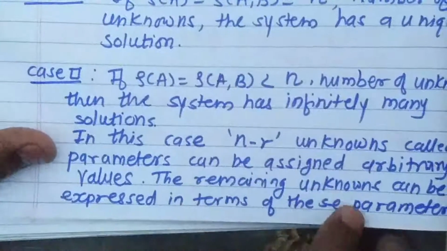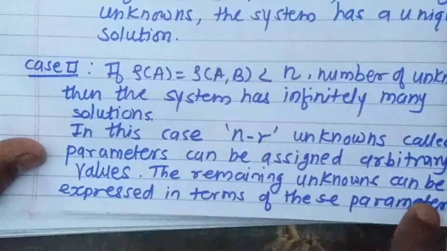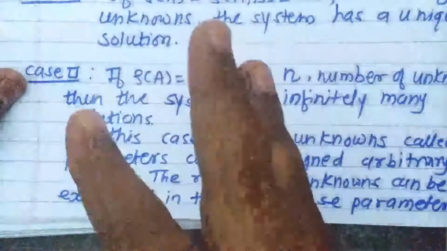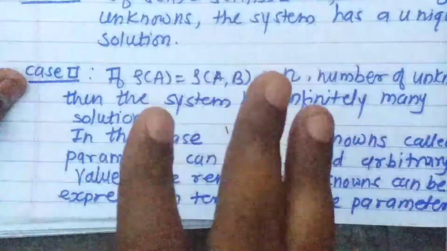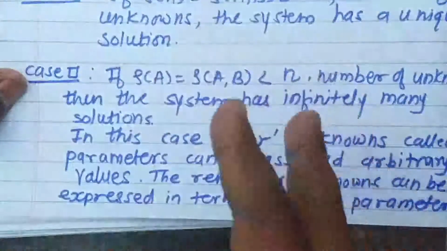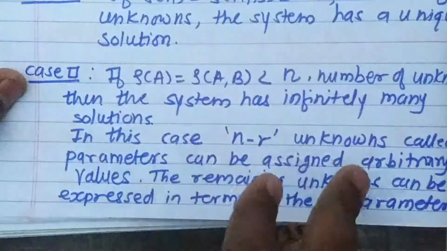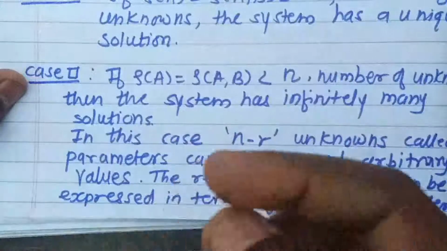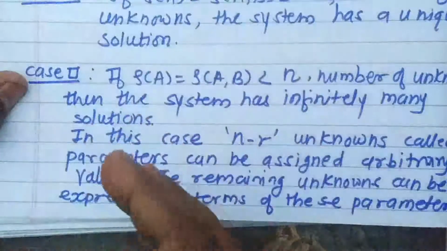After assigning those parameters, the remaining unknowns can be expressed in terms of them. That means we obtain the values of the remaining two unknowns in terms of this parameter. All the solutions will appear in the form of an unknown parameter t, and for different values of that parameter t, we will have different solutions. That is why in this case we get infinitely many solutions.